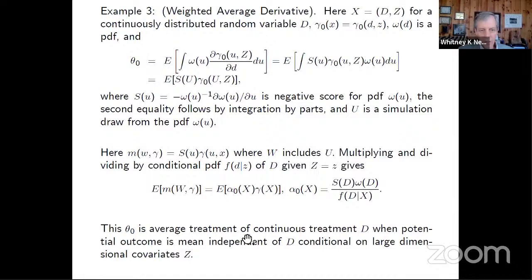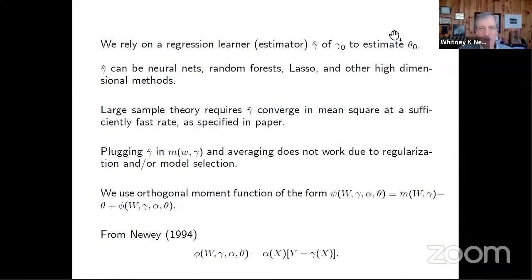Okay, this is the average treatment effect of a continuous treatment when the potential outcome is mean independent of D conditioned on high-dimensional covariates. That's just the continuous treatment effect.